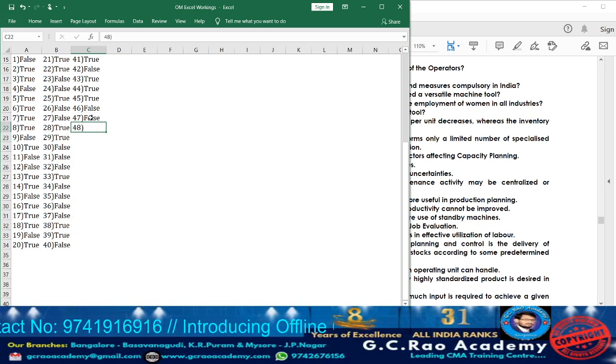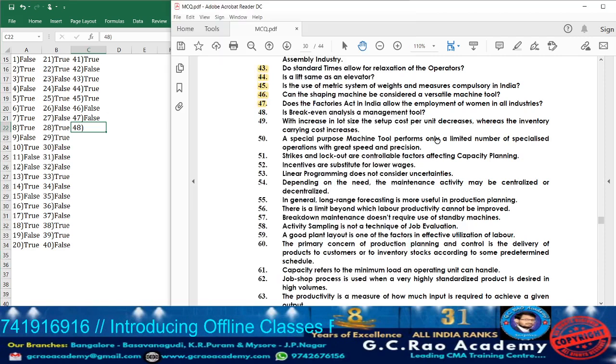Now let us move on to statement 48. What they are telling is that break-even analysis is a management tool. True. Again, what is break-even analysis? With the help of break-even analysis, the organization will be able to predict after selling how many units they are going to earn a profit. Usually at the break-even point, what happens?